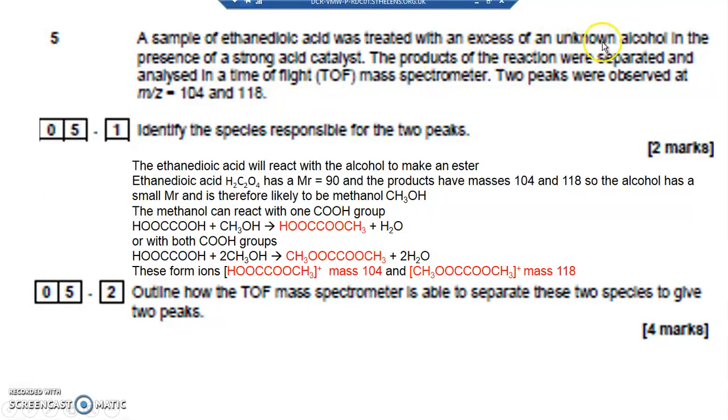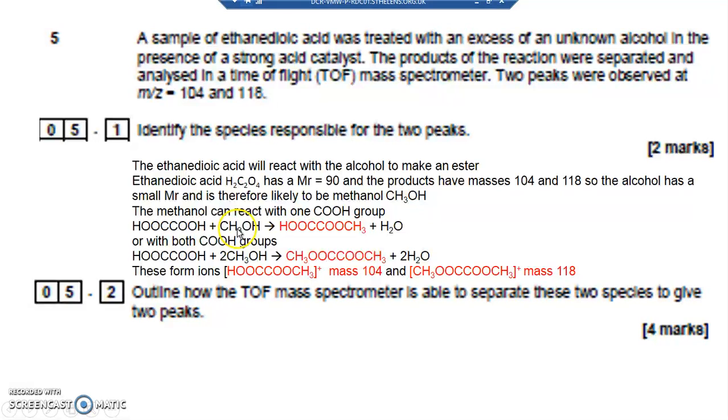So if the alcohol adds on and makes 104, it will release a little bit of water, but if it makes 104 and we've already got 90 from the ethane dioic acid, that doesn't leave a lot of mass for the alcohol. So I'm going to guess that it's methanol, a very small alcohol, because we've not got much MR left if we're going to get up to 104 from 90. So the methanol can react with one COOH group. We'll check that it's 104 in a minute.